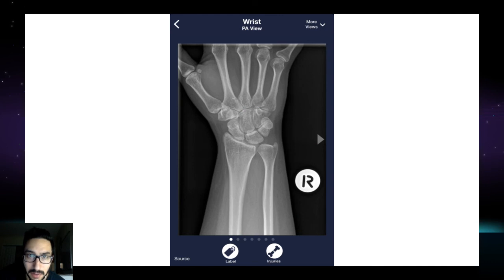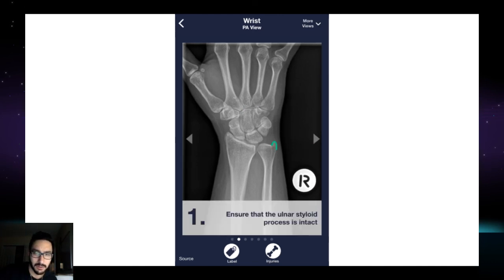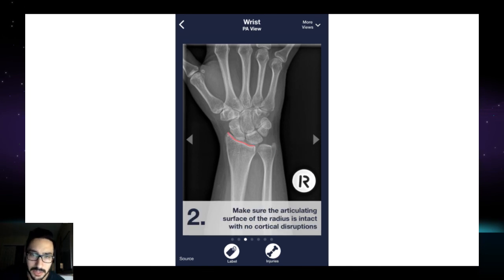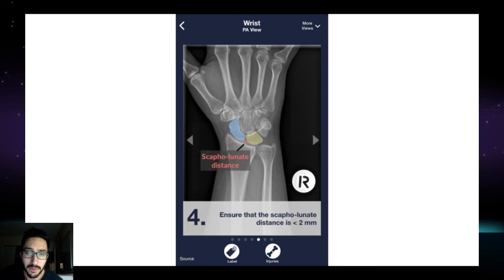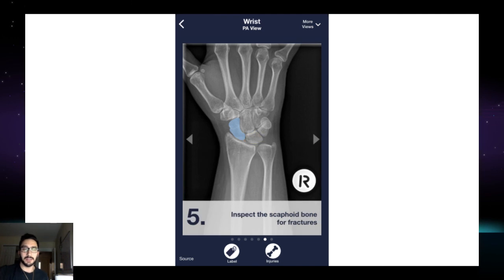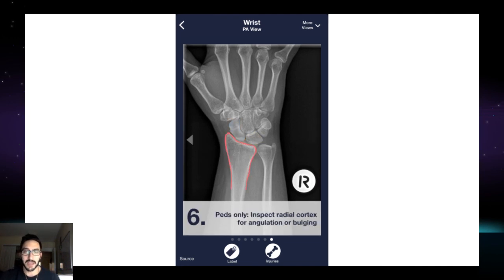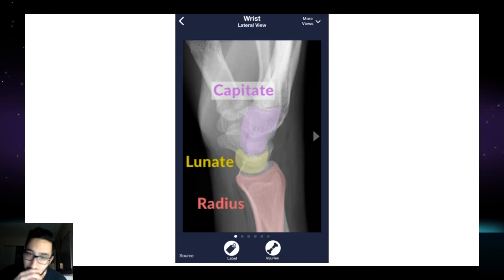So again, I like to go back over it quickly. Repetition helps me. So you want to look at the ulnar styloid process in an AP of the wrist. Ulnar styloid to the articulating surface of the carpal bones with the radius. Make sure that the distal surface of the ulna is not distal to the articulating surface of the radius and the carpal bones. Then you want to check out your scapholunate distance. Should be less than 2 millimeters. Always inspect the scaphoid. In children, look out for funny fractures of the radius.